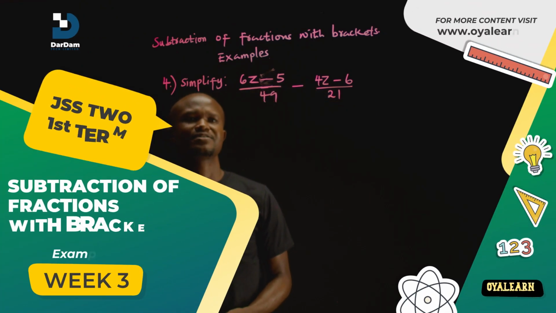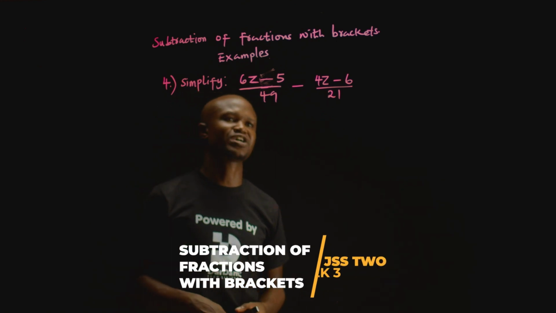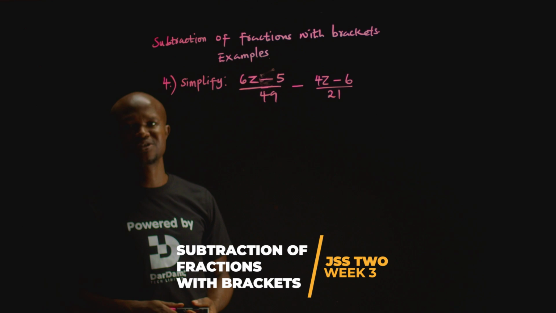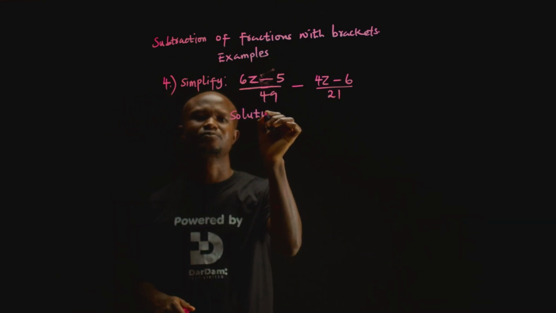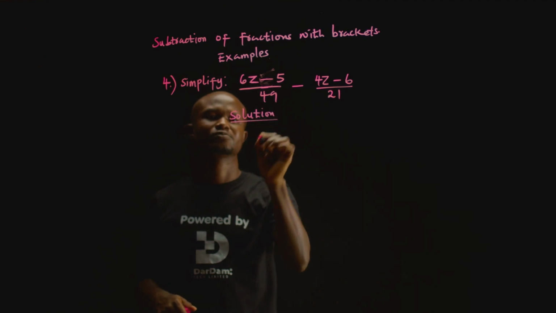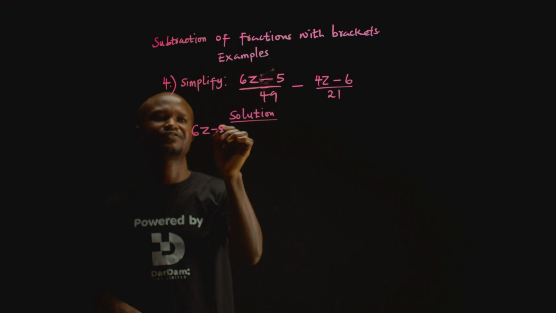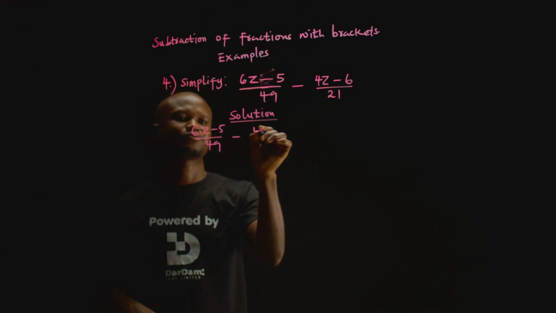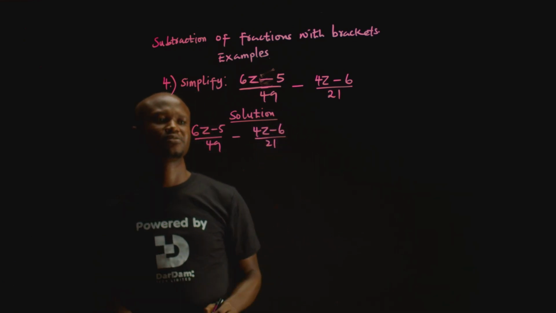Simplify (6z - 5)/49 - (4z - 6)/21. Solution. We have (6z - 5)/49 minus (4z - 6)/21.